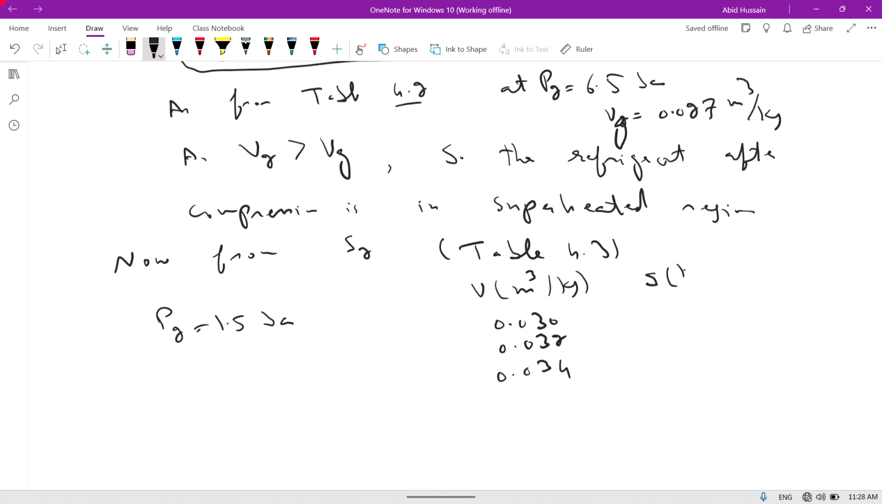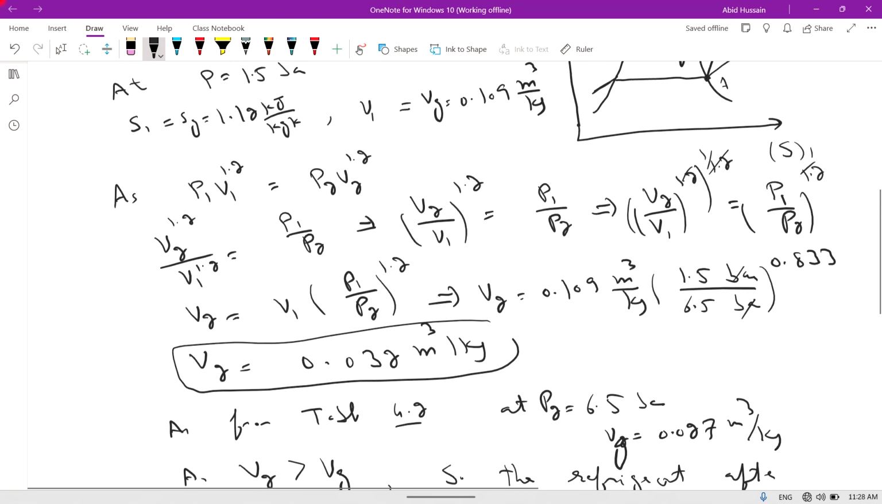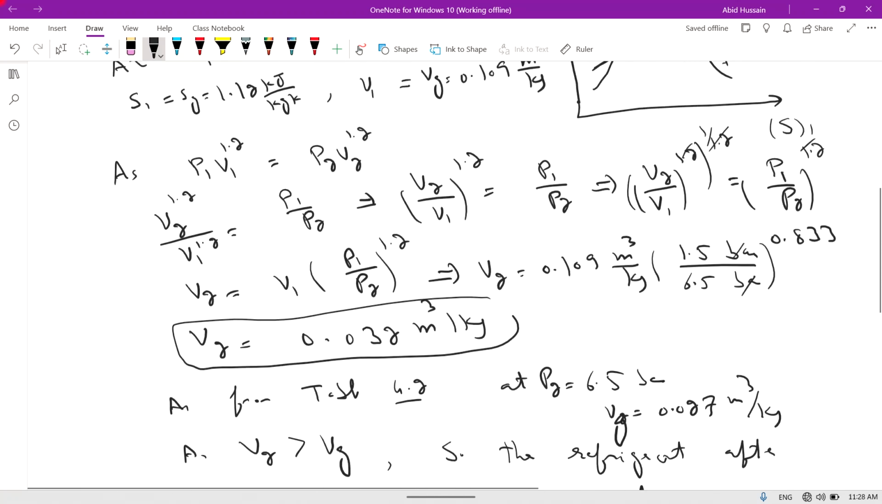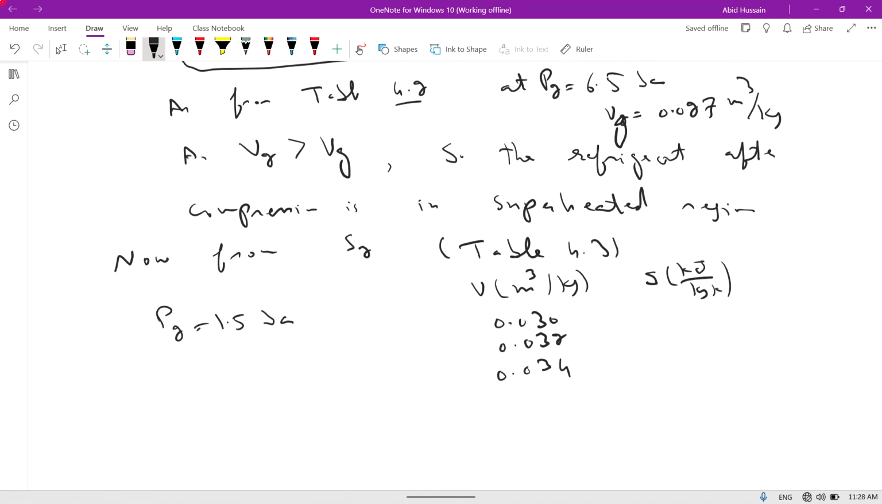Entropy in kilojoule per kilogram per Kelvin. At a pressure of 6.5 bar, in front of volume 0.030, entropy is 1.15, and in front of 0.034, entropy is 1.21 kilojoule per kg. 0.032 is unavailable in the table, so we will do interpolation for it.